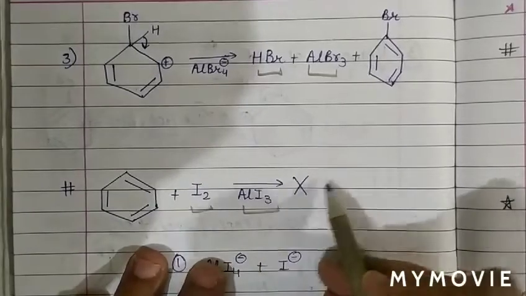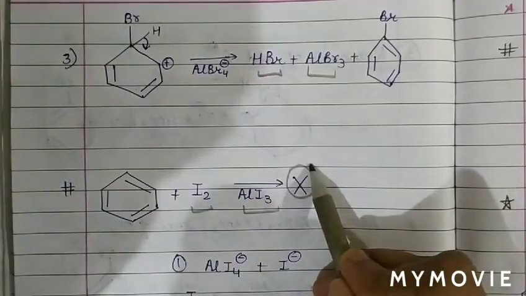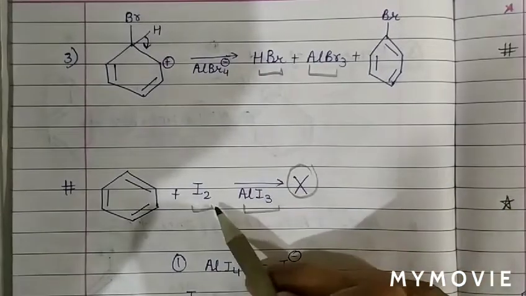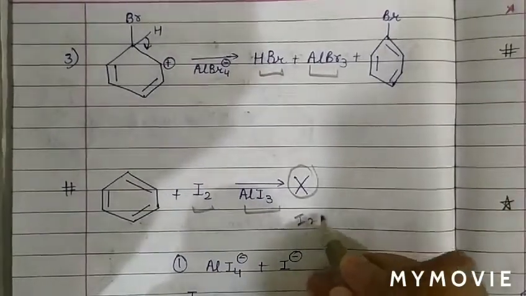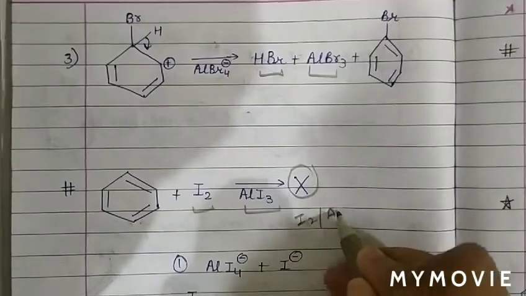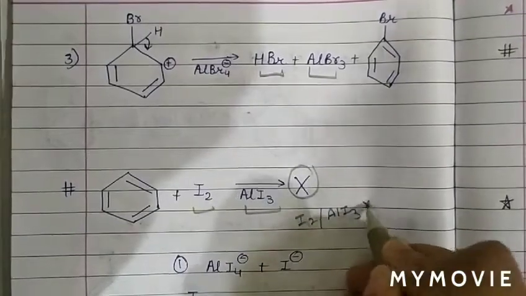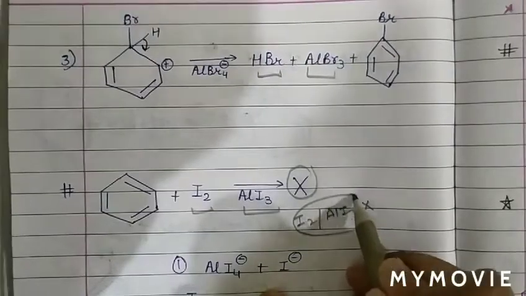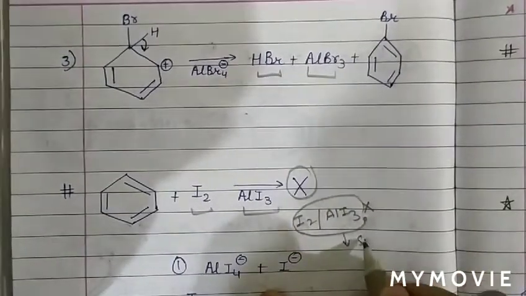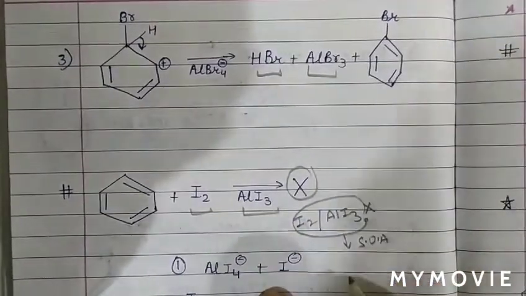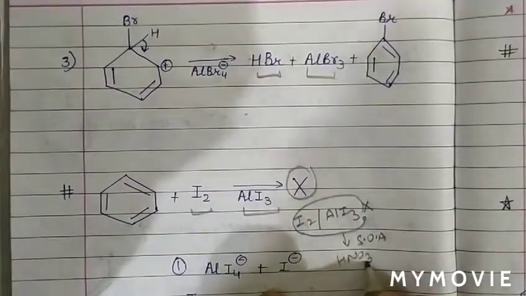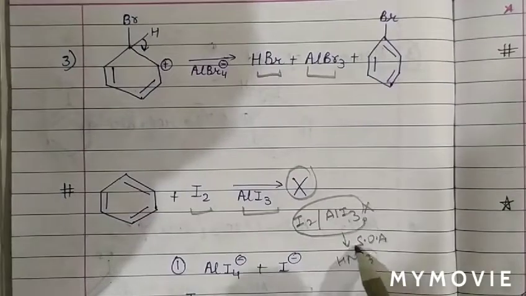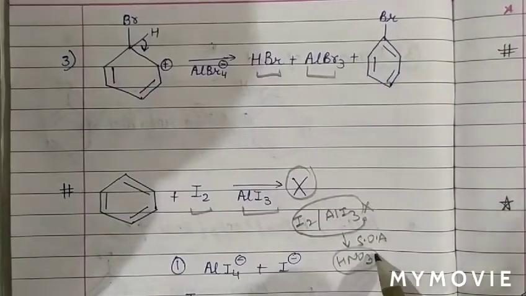Now, as we can see, when we react benzene with I2 in the presence of AlI3, this reaction is not possible. In order to complete this reaction, we require a strong oxidizing agent like HNO3. If along with I2 and AlI3 we use a strong oxidizing agent like HNO3, then this reaction will be completed.